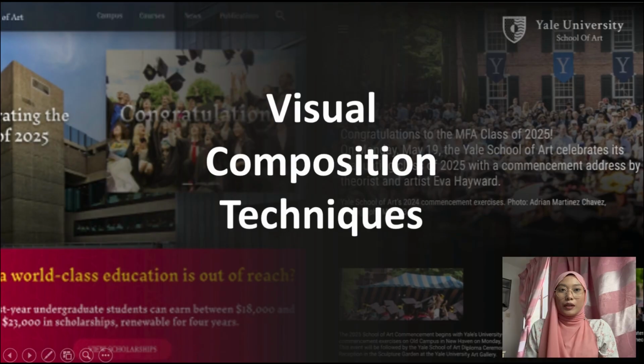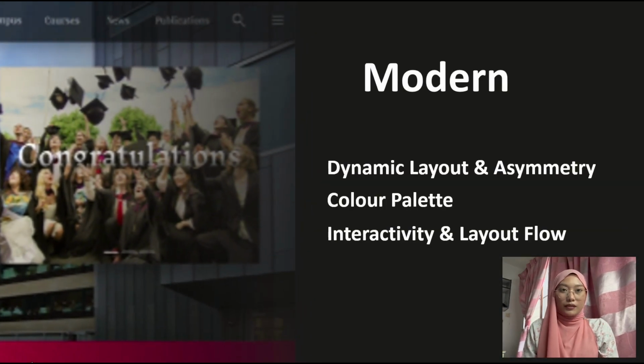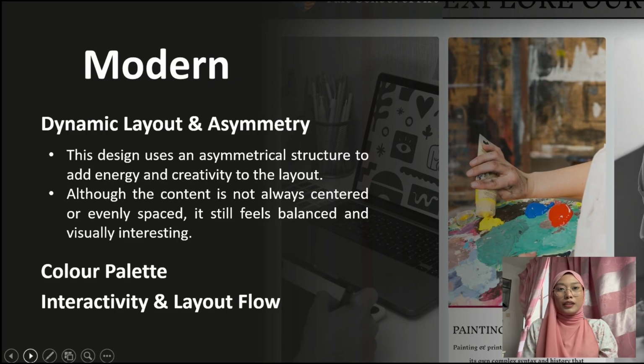My name is Nur Zahira Alia binti Azmi with metric number 307915. I will explain to you about the visual composition technique that we use in the modern redesign website. So the first part is the dynamic layout and asymmetry. This design uses an asymmetrical structure to add energy and creativity to the layout. Although the content is not always centered or evenly spaced, it still feels balanced and visually interesting.